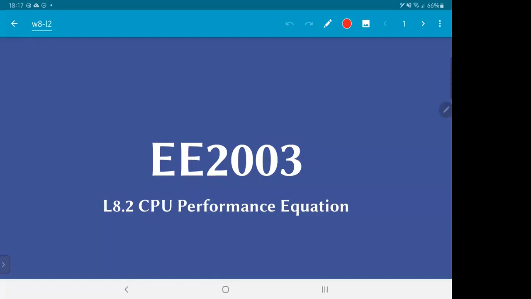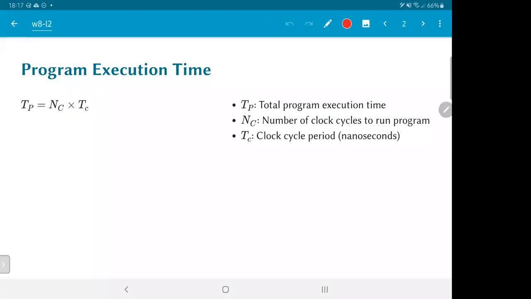In this video, we are going to look at the CPU performance equation. The CPU performance equation is used to compare different processors. And the most fundamental way in which we compare processors is to try and understand how long a program will take to execute on that processor.